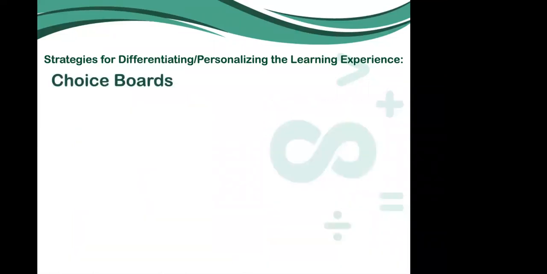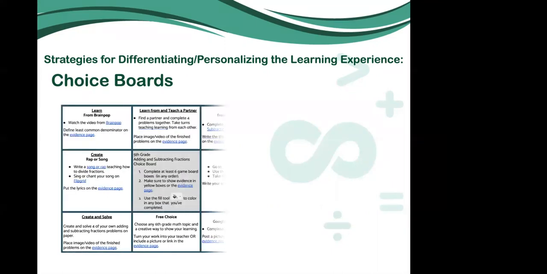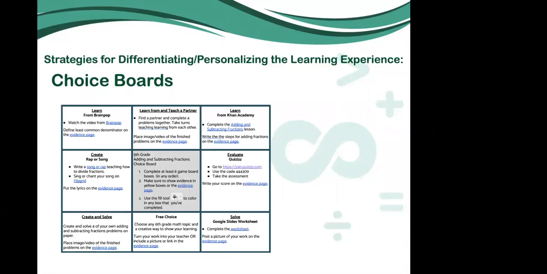Another example of a strategy for differentiating and personalizing the learning experience is by using choice boards. So with a choice board here, you'll see an example on the screen. It kind of looks like a tic-tac-toe board, but this is employing student agency, which is where students really are able to have the ability to make their own decisions about the learning experience.